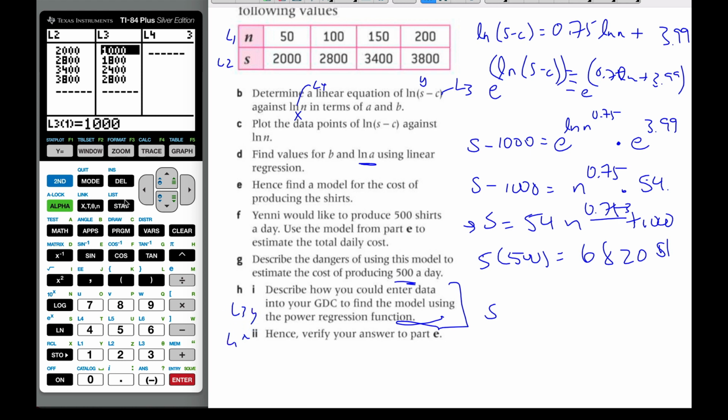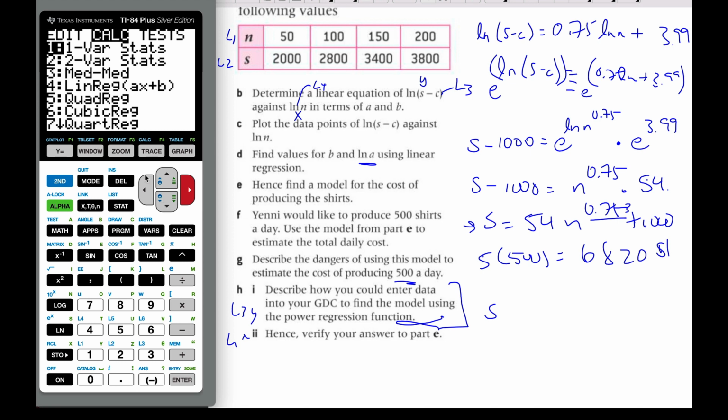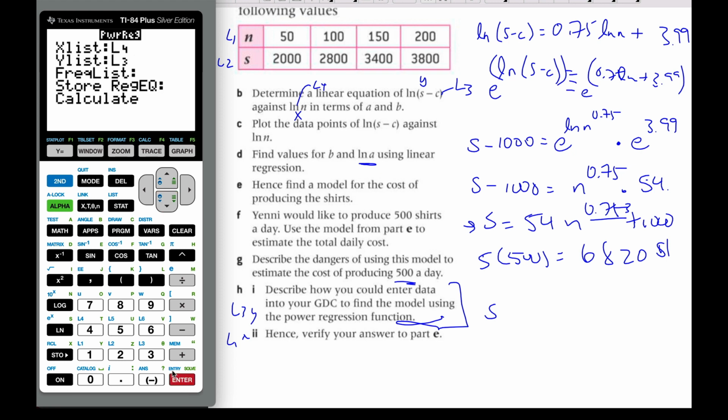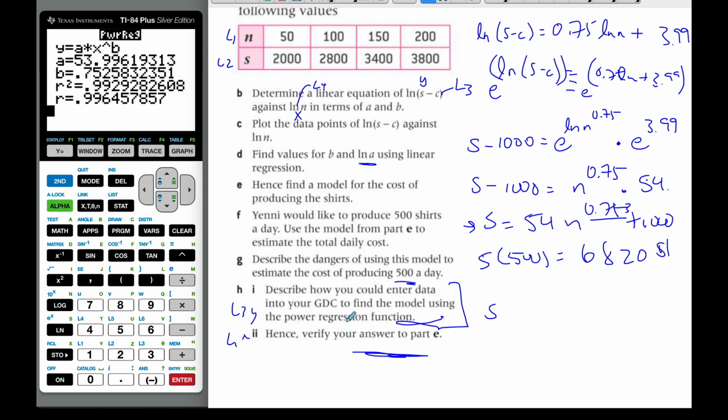L3 is going to be Y, and L1 will be X. If I go to my power regression now, which is letter A, my X list is L1 and my Y list is L3. I'll put this into Y2. I can see that my values are the same, but I have to add 1,000 to it. Because my equation is the same, it's going to be the same as it is in part E. Hope that helps.